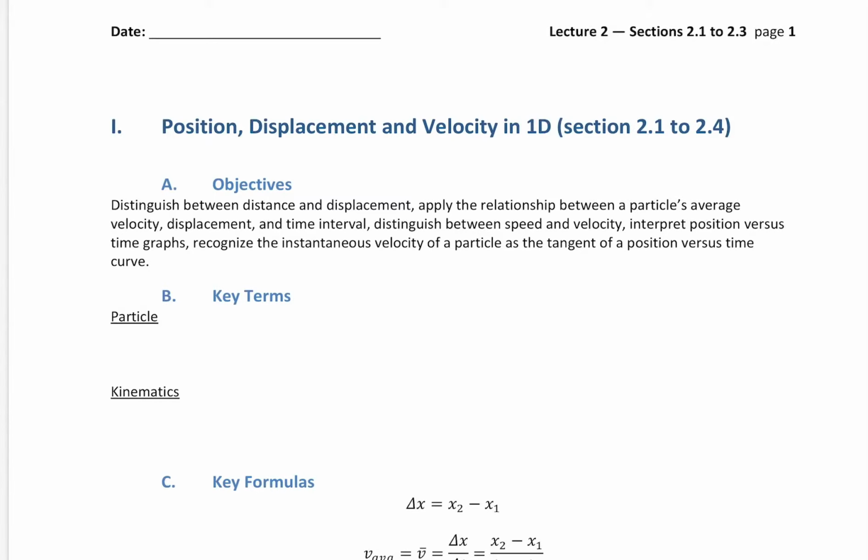In this lecture, we're going to start Chapter 2 of Survey 10th edition, and we're going to cover the topics of position, displacement, and velocity in a single dimension. Our objectives are to distinguish between distance and displacement, apply the relationship between a particle's average velocity, displacement, and time interval, distinguish between speed and velocity, interpret position versus time graphs, recognize the instantaneous velocity of a particle as the tangent of a position versus time curve.